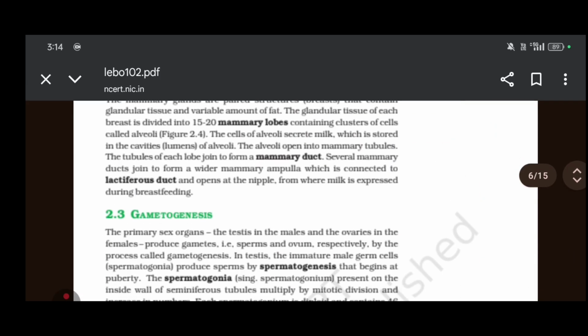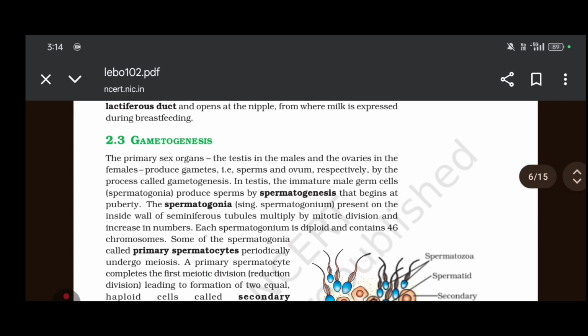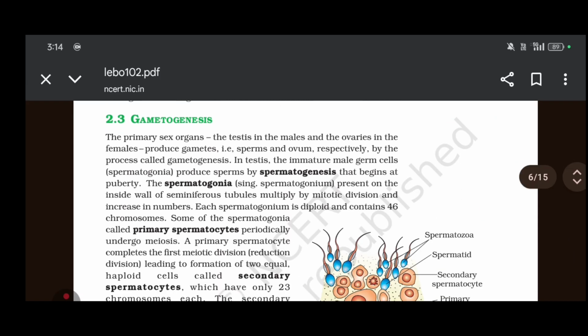पिछले क्लास में हमने इधर तक कंप्लीट कर लिया था, तो आज हम लोग गैमेटोजेनेसिस स्टार्ट करने वाले हैं। तो लेट्स स्टार्ट। The primary sex organs, the testes in the males and the ovaries in the female, produce gametes, that is, sperms and ovum, respectively, by the process called gametogenesis. In testes, the immature male germ cell, that is, spermatogonia, produce sperms by spermatogenesis that begins at puberty.